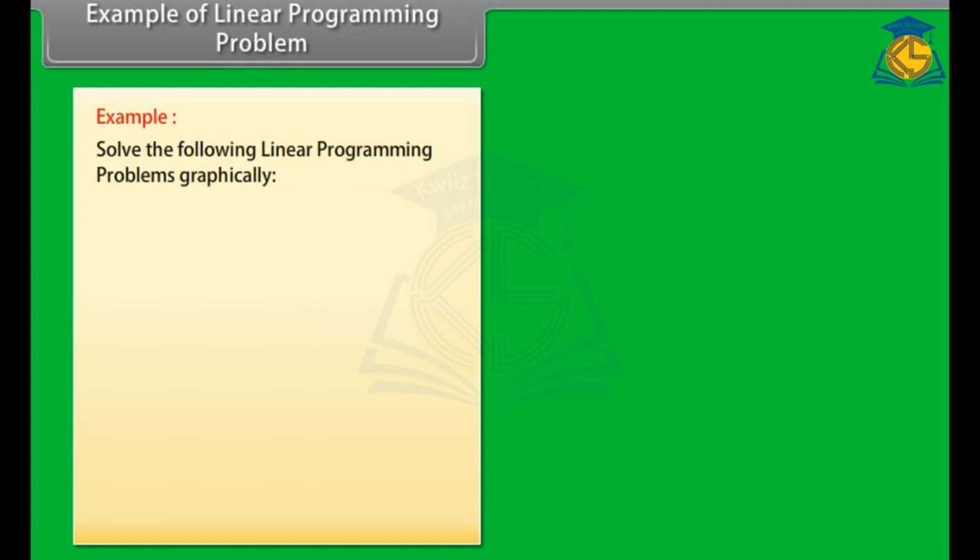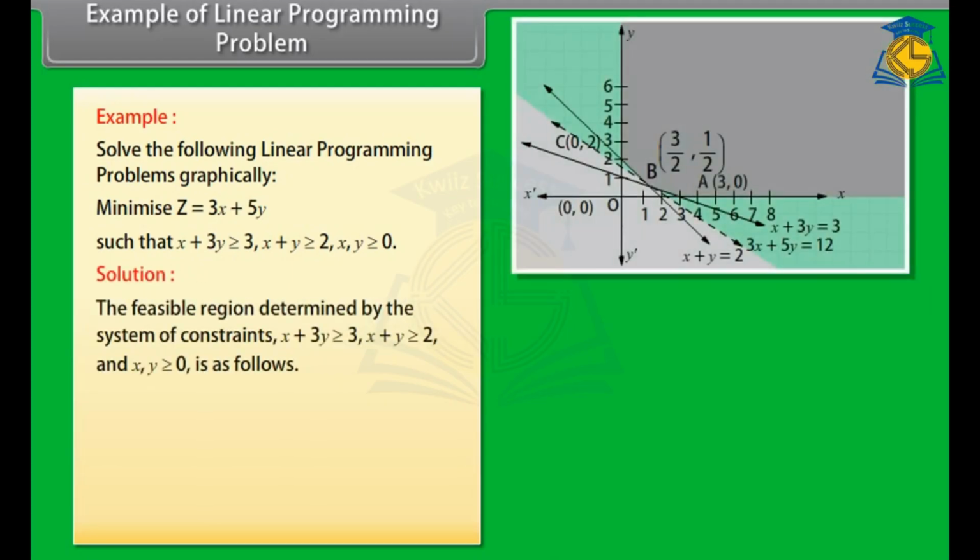Example. Solve the following linear programming problem graphically. Minimize Z equals 3x plus 5y such that x plus 3y is greater than or equal to 3, x plus y is greater than or equal to 2, x, y is greater than or equal to 0. Solution. The feasible region determined by the system of constraints x plus 3y is greater than or equal to 3, x plus y is greater than or equal to 2, and x, y is greater than or equal to 0 is as follows. It can be seen that the feasible region is unbounded.